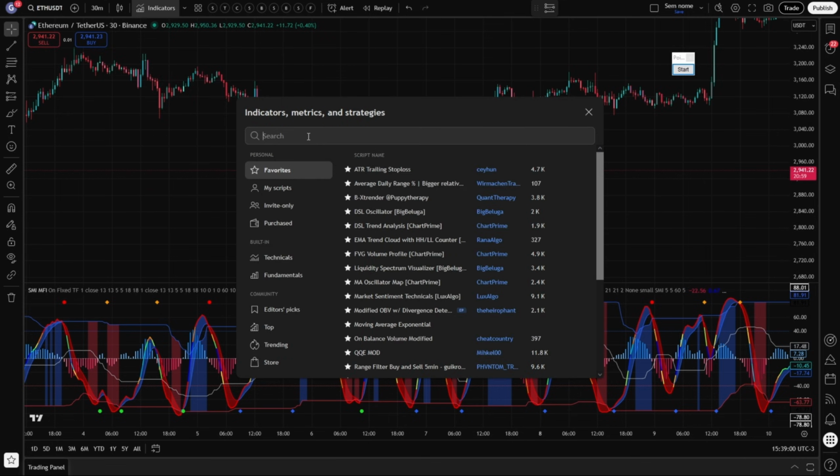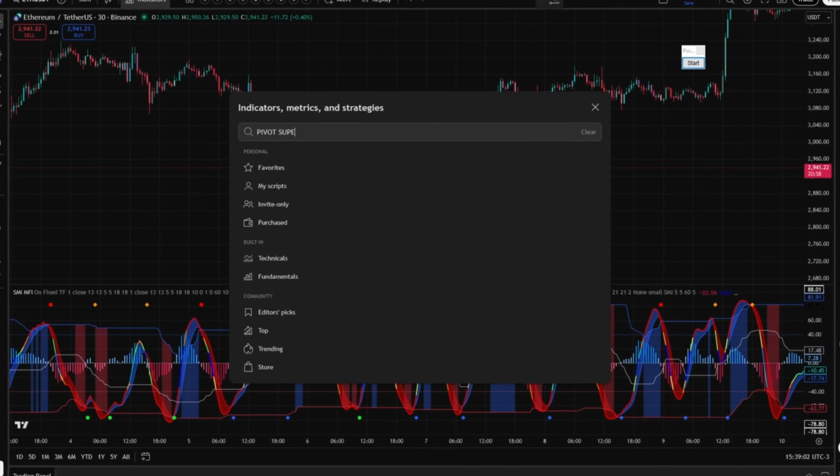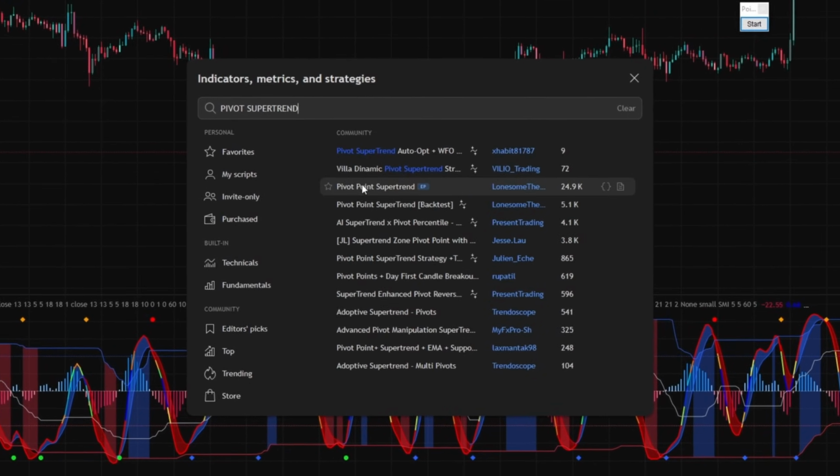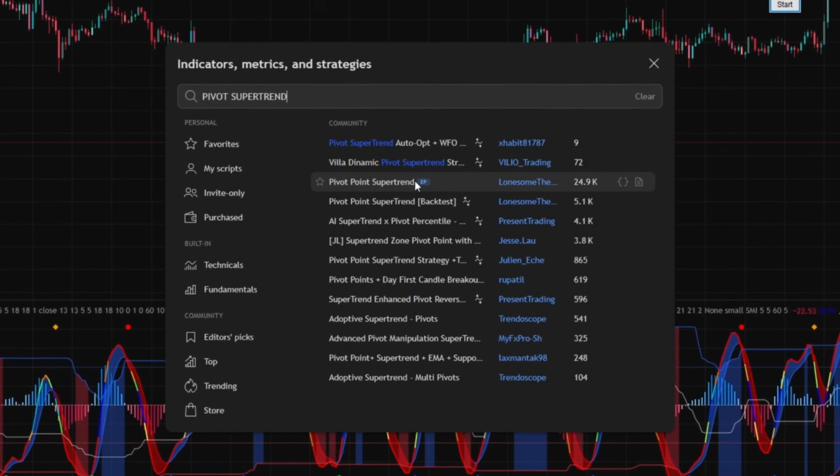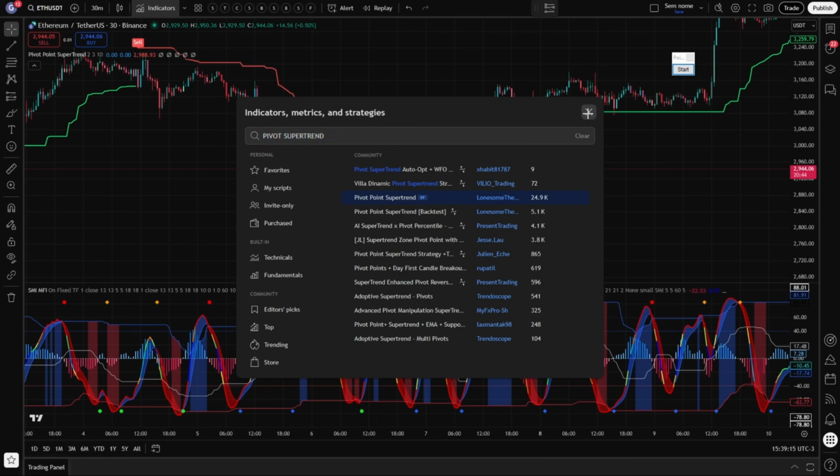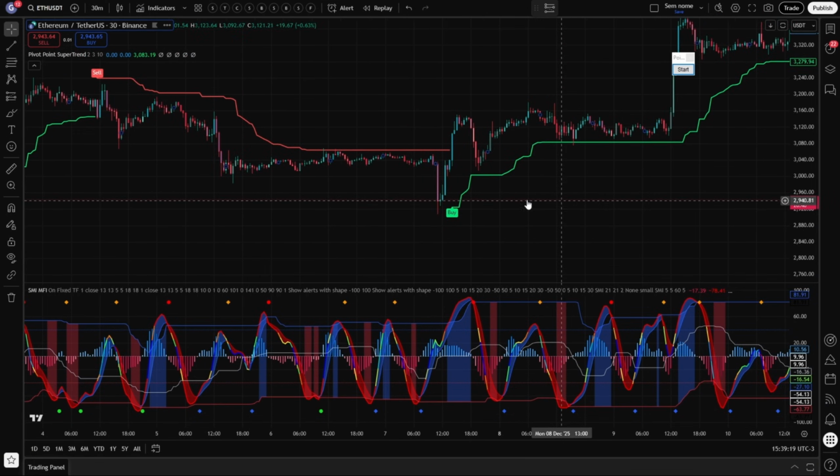To find it, return to the Indicators section and look for Pivot Supertrend. And it will be this option right here, Pivot Point Supertrend. You just need to click on it and it will then show up on your chart. Red signifies a downtrend while green indicates an uptrend. So now we're simply going to combine them, aligning them perfectly.